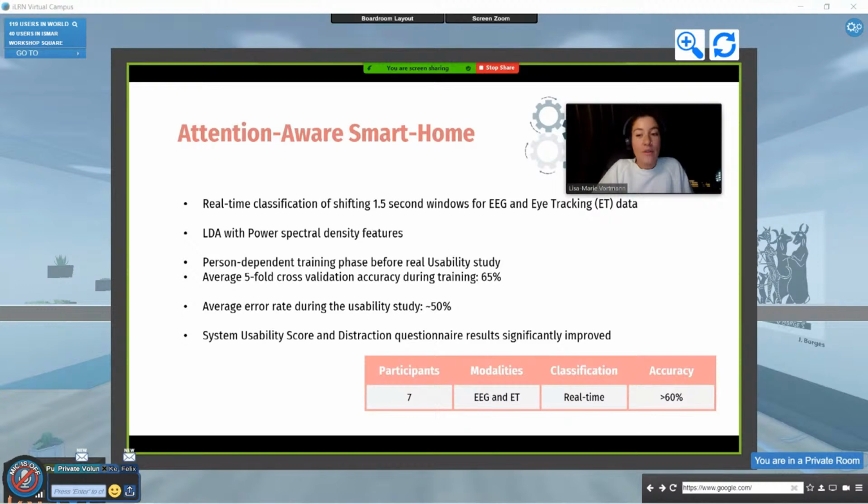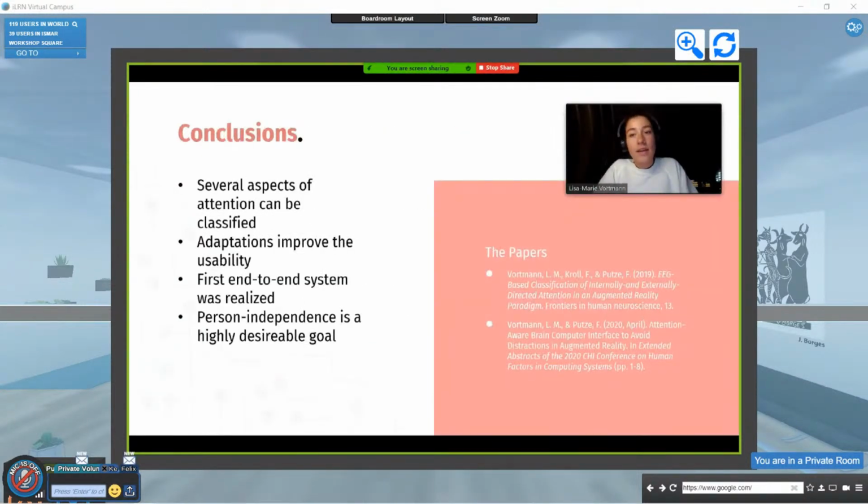However, despite this high error rate, the system usability score and a distraction questionnaire still showed significantly better results for the attention aware system than for the attention unaware system. And these are the conclusions we have drawn from the study so far. So there are several aspects of attention that have to be taken into consideration.